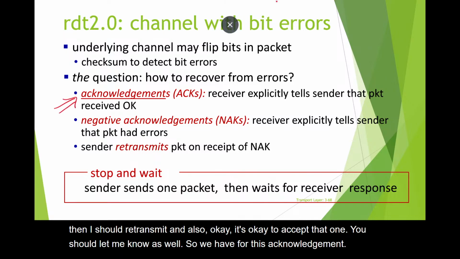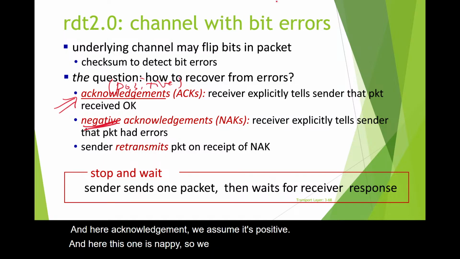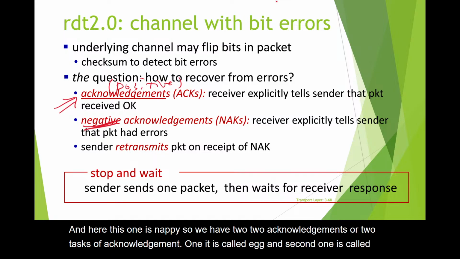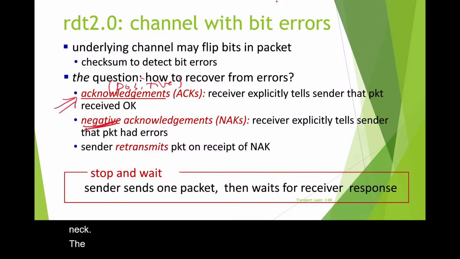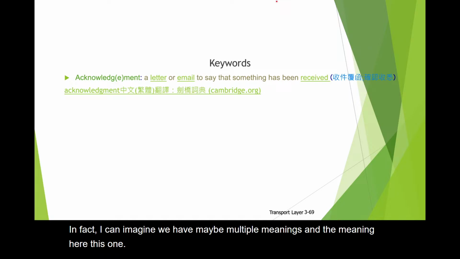And here, acknowledgement, we assume it's positive. And here, this one is negative. So we have two types of acknowledgement. One is called ACK, and the second one is called NAK. Well, the term acknowledgement may have multiple meanings, and the meaning here is this one. So this kind of acknowledgement.